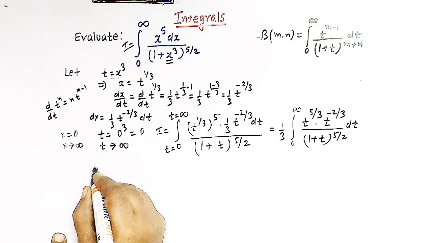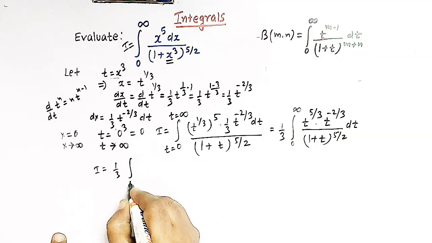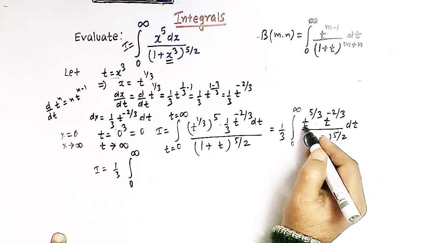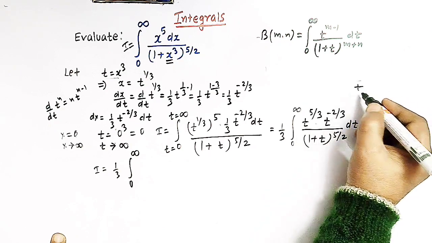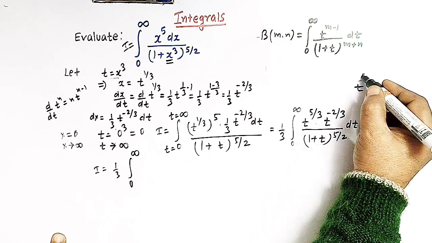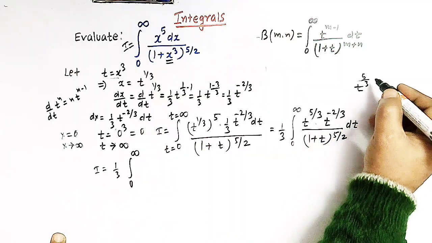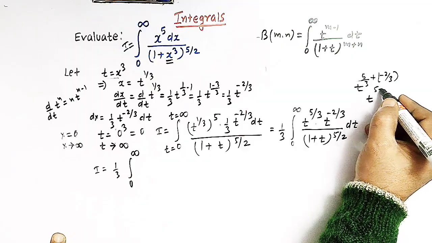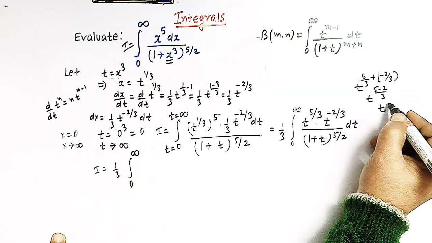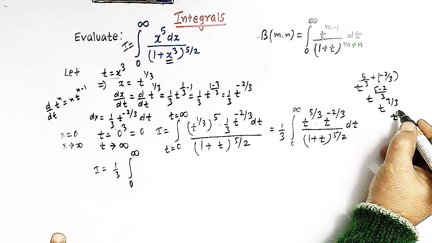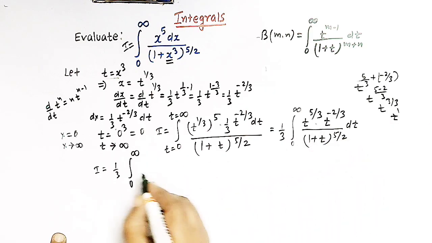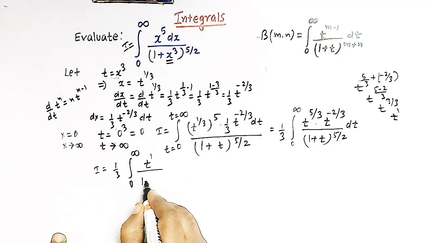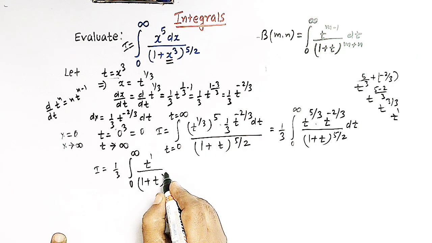So now we can write I is equal to 1 over 3 times the integral from 0 to infinity, and here we can apply the laws of exponents. The base is the same, so we can add the powers. We have 5 over 3 plus minus 2 over 3, that is 5 minus 2 over 3, that is 3 over 3, and that is t raised to 1. So in the numerator we have t raised to 1, and here we have (1 plus t) raised to 5 over 2 dt.